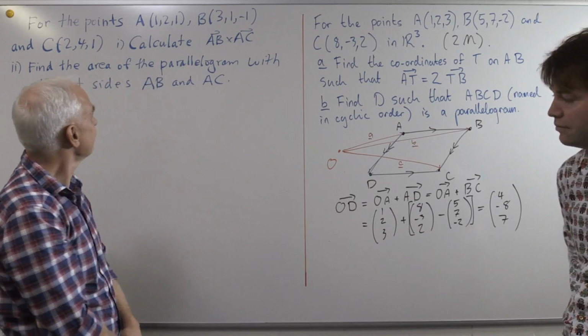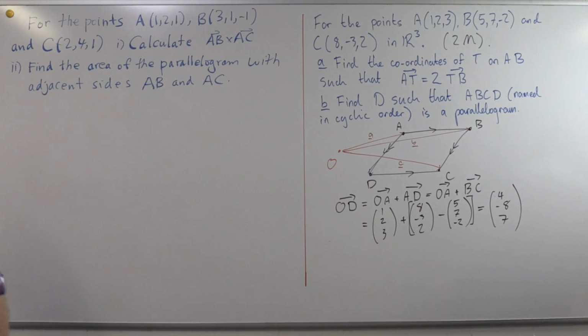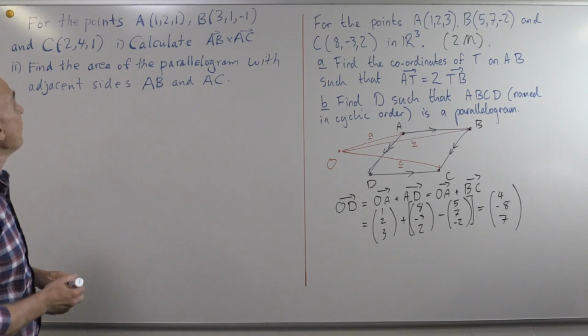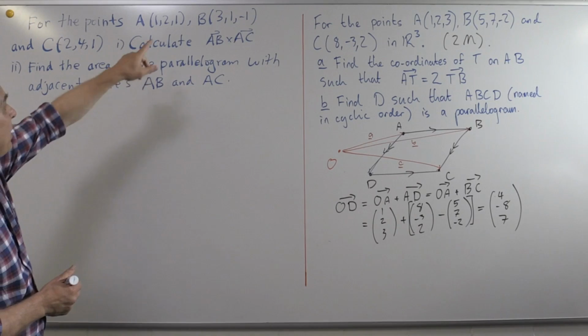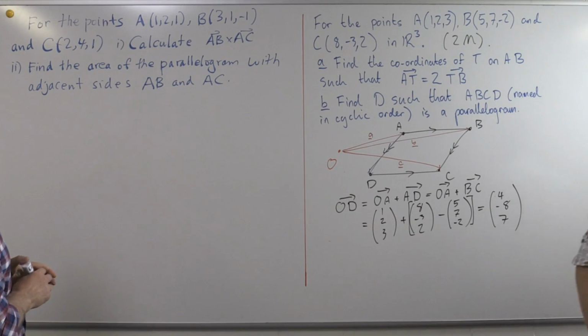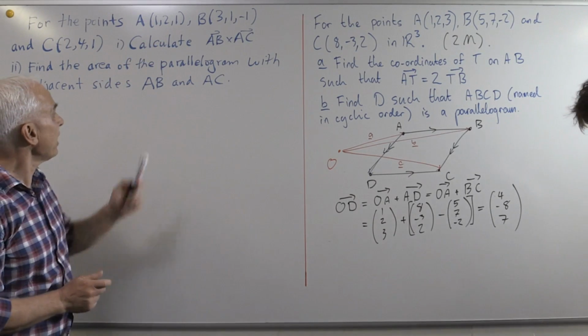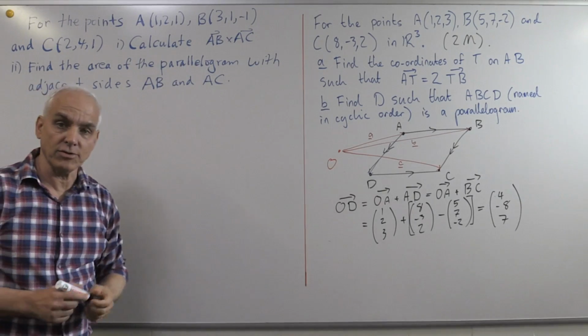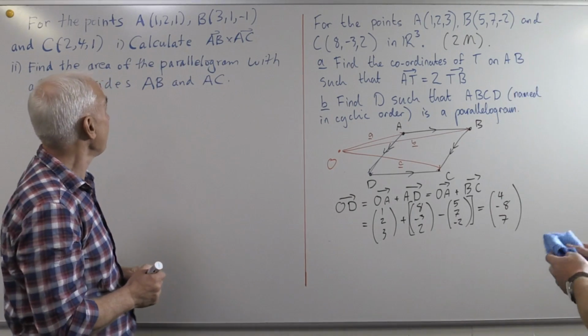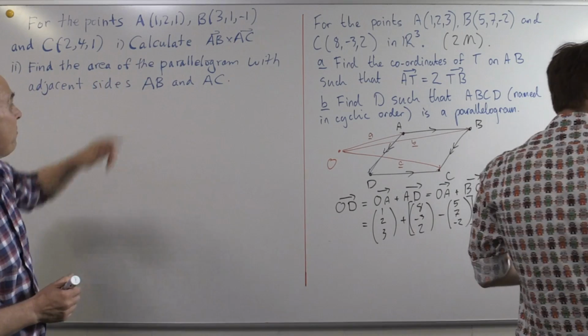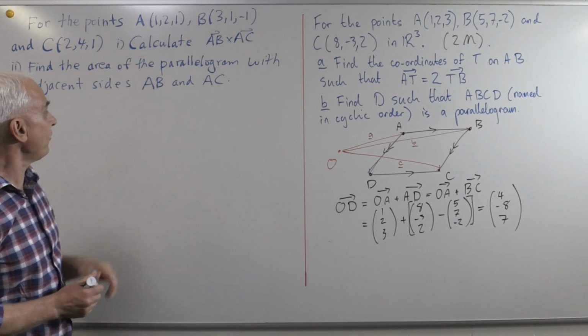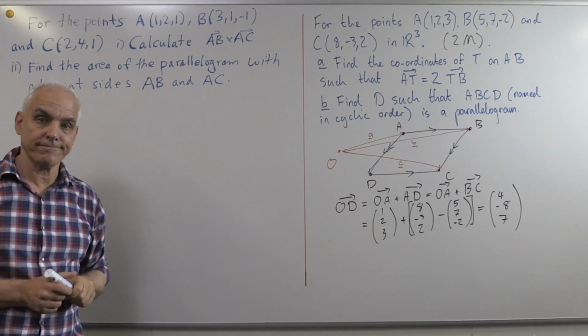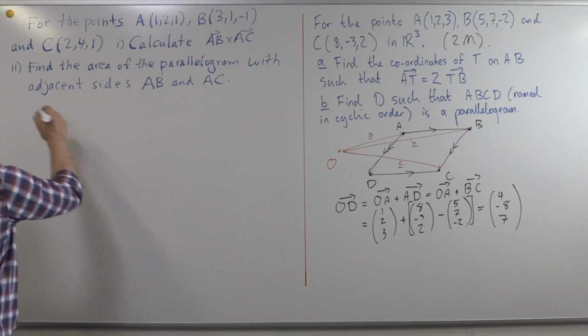Great. All right, so with this question, what are we doing? We've got points A (1, 2, 1), B (3, 1, -1), and C (2, 4, 1). And we're asked to calculate the cross product between AB and AC. And then we're asked to find the area of the parallelogram with adjacent sides AB and AC. Okay, so let's get right into it.